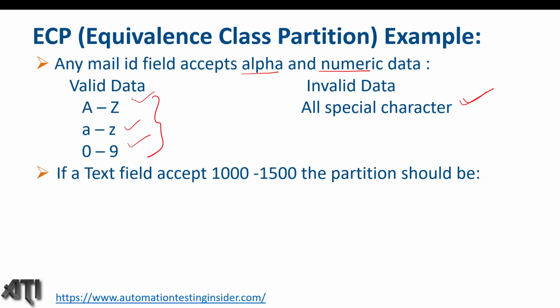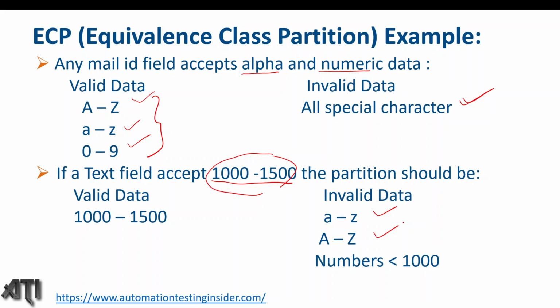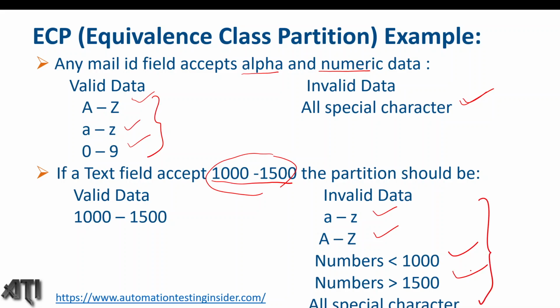If a text field accepts 1000 to 1500, what are the different partitions over here? Valid data is 1000 to 1500, and invalid is A to Z, because this field is numeric only, A to Z in uppercase, numbers less than 1000, numbers greater than 1500, and all special characters. So these are the different partitions; here we have divided into 5 or 6 partitions, and only one of them is the valid data. This is another example of equivalence class partitioning, guys.